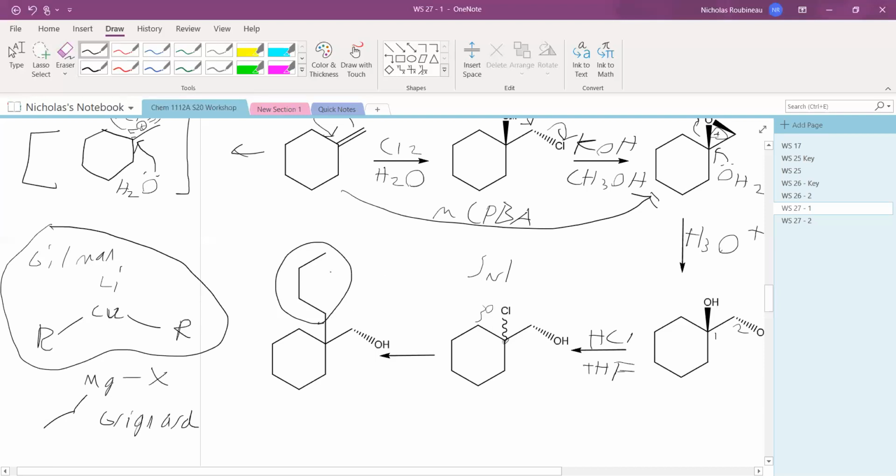We are adding 4 carbons here. I just counted them, and they're in a straight chain. So R is just equal to whatever you're adding. In this case, it's just linear butane.